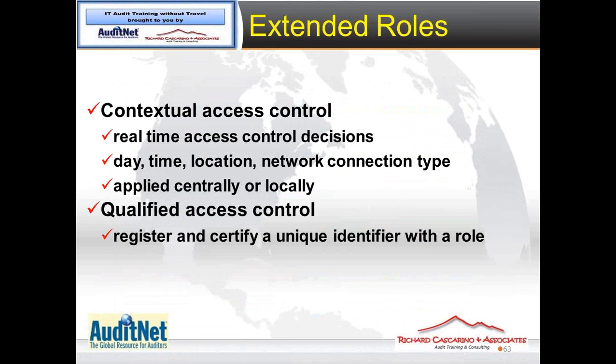contextual access control says what access do you have in the context of what you're trying to do, when you're trying to do it, and where you're trying to do it from. And that can be applied centrally or it can be applied locally. And we can use that to register and certify a unique identifier with a particular role that they're allowed to carry out.